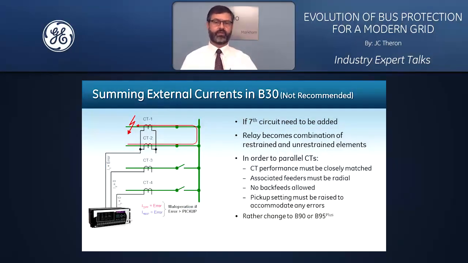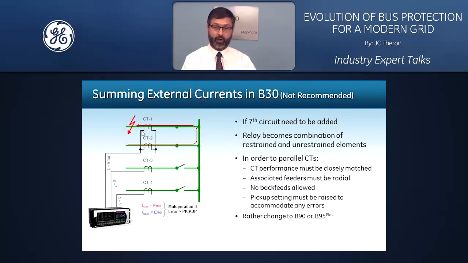We always get the question that in an example, if we have a B30, which we know has the capability for up to 6 feeders, if we add a 7th circuit, can we do this? Now, the problem is the only way to do it is to parallel the two of the CT sources to the relay. And if we do that, the relay becomes a combination of restrained and unrestrained elements. So it could be done, however, it's generally not recommended. It's rather better to extend the scheme and use other products such as the B90 or B95 Plus.